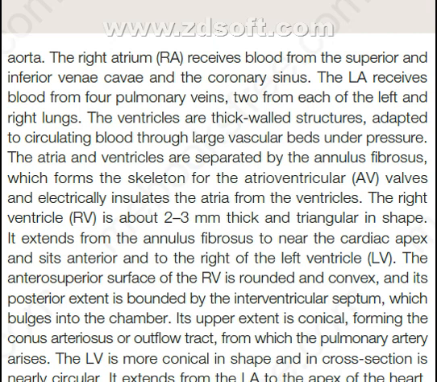The right ventricle is about 2 to 3 millimeters thick and triangular in shape. It extends from the annulus fibrosus to near the cardiac apex and sits anterior and to the right of the left ventricle. The anterosuperior surface of the right ventricle is rounded and convex, and its posterior extent is bounded by the interventricular septum, which bulges into the chamber. Its upper extent is conical, forming the conus arteriosus or outflow tract, from which the pulmonary artery arises.